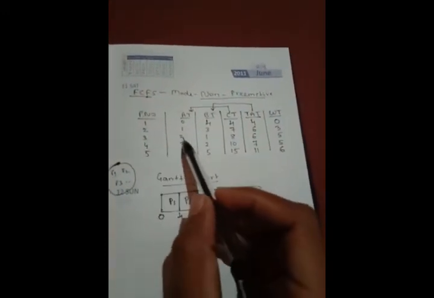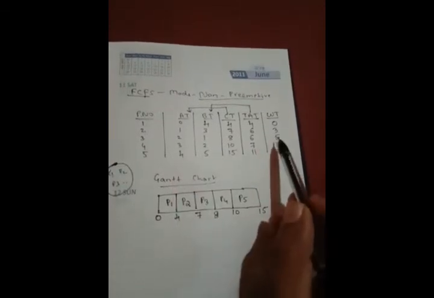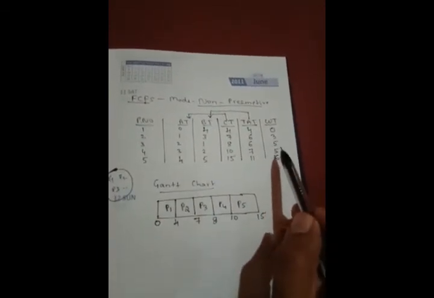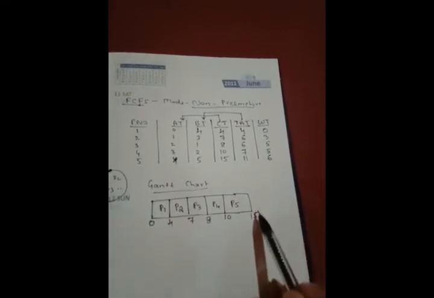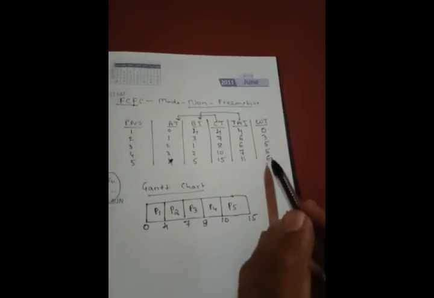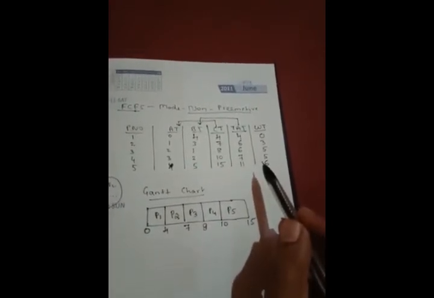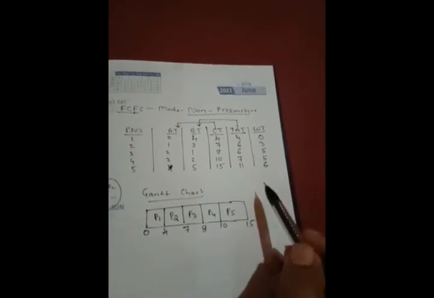Fine. Now at what time has P4, or process 4, arrived? At 3. At what time is it given the CPU? P4 started at 8. So what is the difference? 8 and 3, so again it is 5. So P4 has to wait 5 units to start the execution. Fine. Now P5 arrived at 4. At what time has it started? At 10. So the difference is 6. So P5 has to wait 6 units for starting the execution in the CPU.